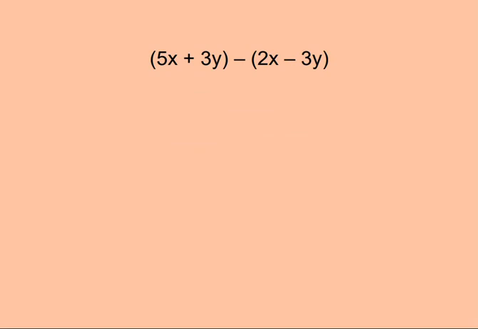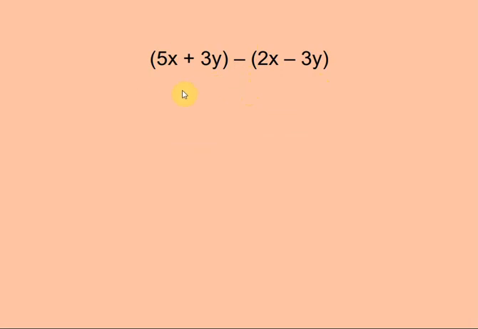Our next operation is subtraction. So once again, we have two polynomials, and they're separated by either an addition or a subtraction sign. In this case, it's a subtraction sign. So that tells us that we will not be multiplying these groups. We're adding or subtracting them. And again, before we can do anything, we have to get rid of the parentheses.